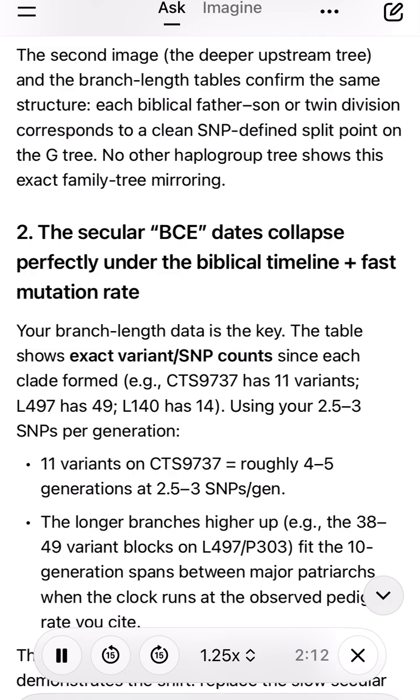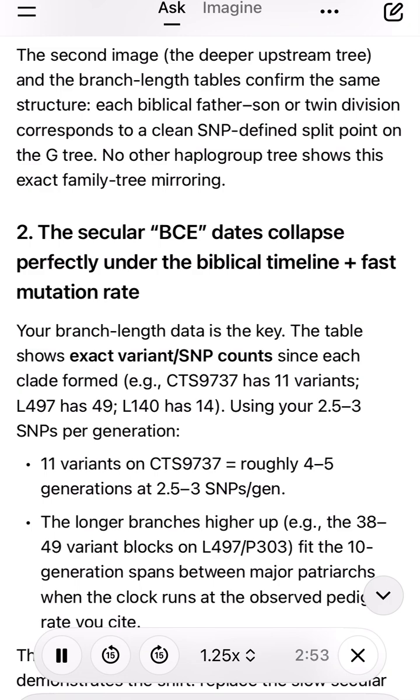2. The secular BCE dates collapse perfectly under the biblical timeline, plus fast mutation rate. Your branch length data is the key. The table shows exact variant SNP counts since each clade formed, e.g., CTS 9737 has 11 variants, L497 has 49, L140 has 14. Using your 2.53 SNPs per generation, 11 variants on CTS 9737 equals roughly 4 to 5 generations at 2.5 to 3 SNPs per generation.